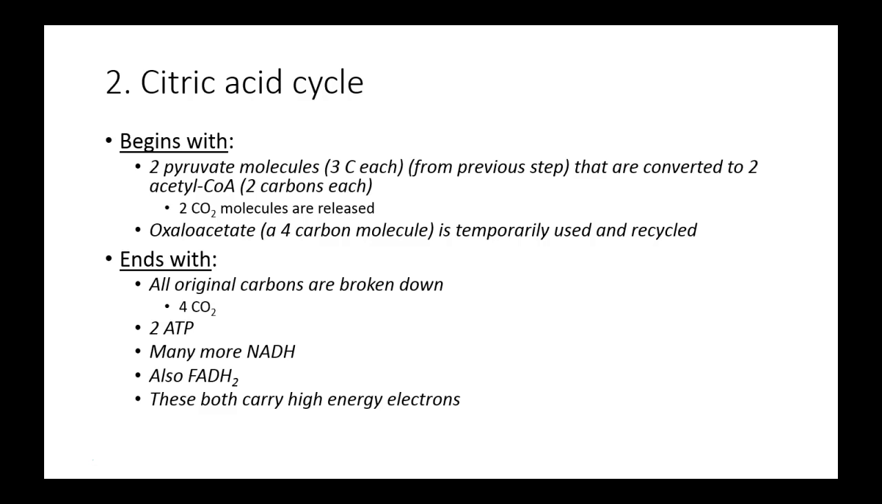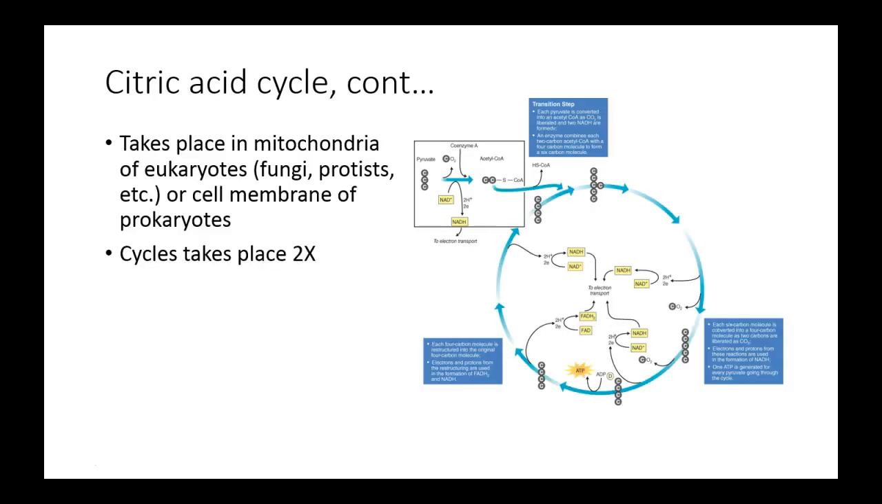There's a lot more NADHs to carry electrons, and there's also another electron carrier called FAD, and when it combines with the electrons and protons, it's called FADH2. So they carry these high energy electrons, and we're going to see those build up, build up, build up, until finally they're going to be used in the last cycle. So the citric acid cycle looks complicated, and it is. We're not going to worry too much about that.